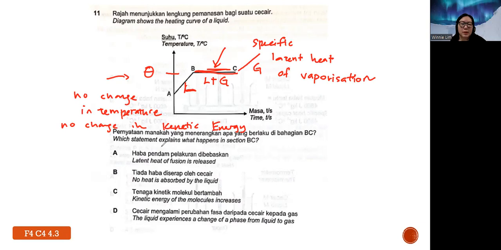Okay, so we see the option. Latent heat of fusion is released. No, they actually will absorb heat, not release heat. Okay, and then no heat is absorbed. Wrong. They basically absorb heat. Kinetic energy increase, also not correct. The liquid experience a change of phase from liquid to gas. Yes. So the answer will be D.